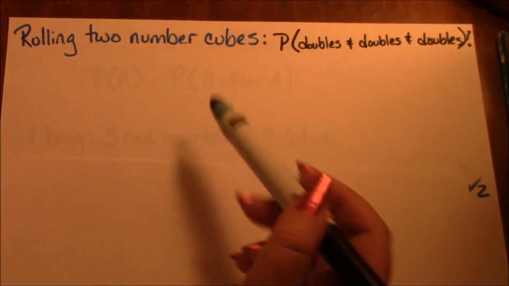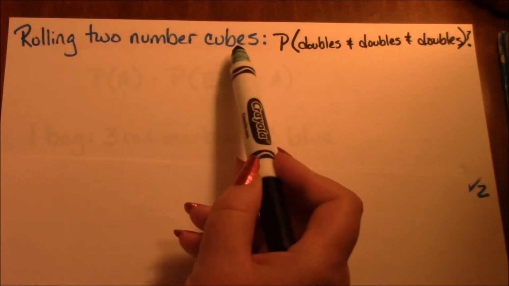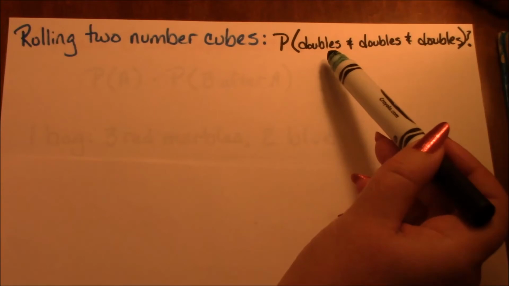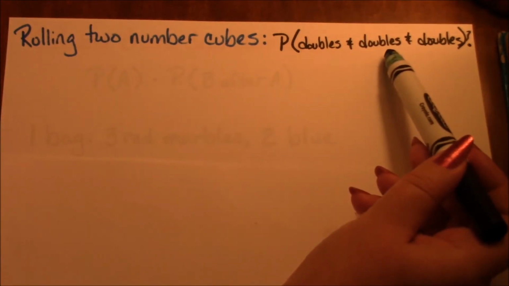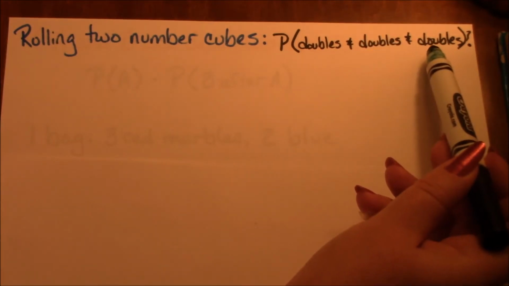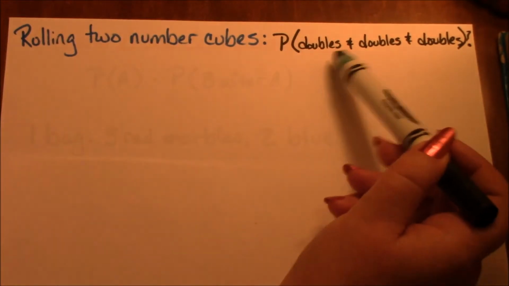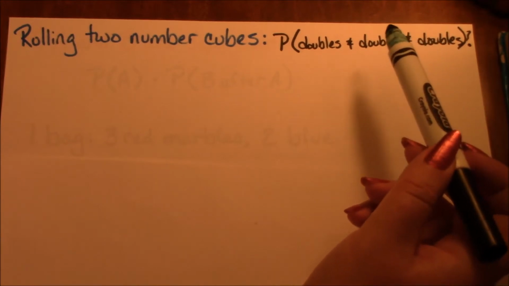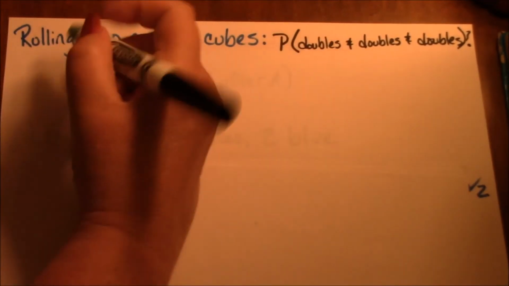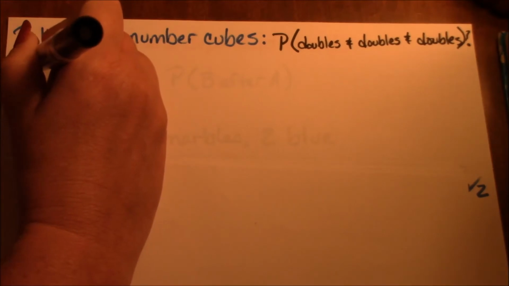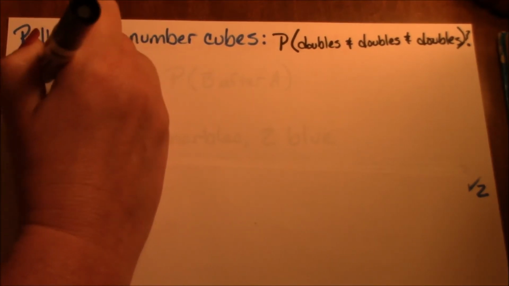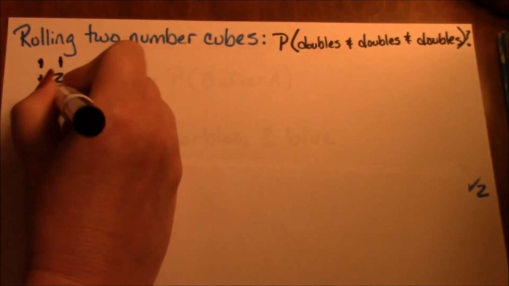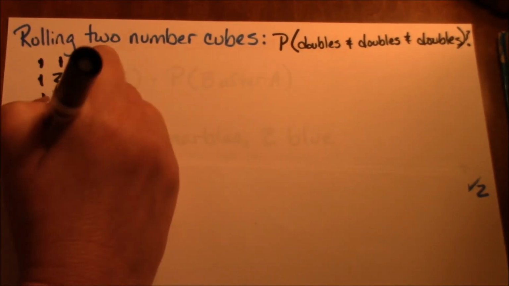What is the probability when I roll 2 number cubes that I'm going to get doubles, and then I'm going to get doubles, and then I'm going to get doubles? So I'm rolling 2 dice 3 times. So what we need to understand here is our sample set. So I could roll a 1-1, a 1-2. Let's make those numbers. A 1-3, a 1-4, a 1-5, a 1-6.